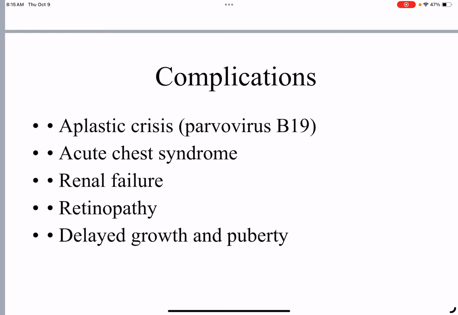These patients can have renal failure, retinopathy. You could also see delayed growth and puberty. So I want you to keep an eye on these potential complications of sickle cell disease.